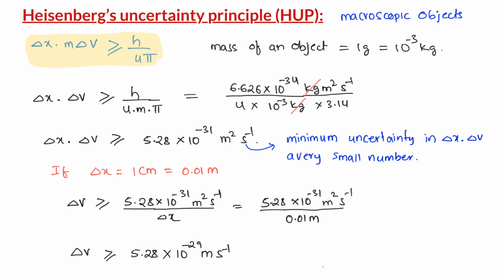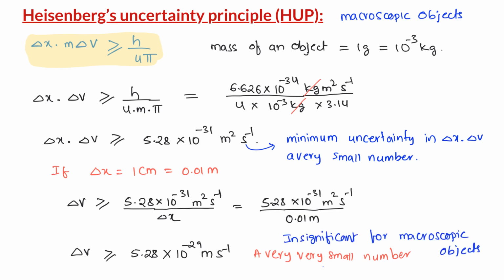The minimum uncertainty in its velocity is an extremely small number. It is as if we know the exact velocity of the football. Therefore, we can say that Heisenberg's uncertainty principle is insignificant for macroscopic objects.